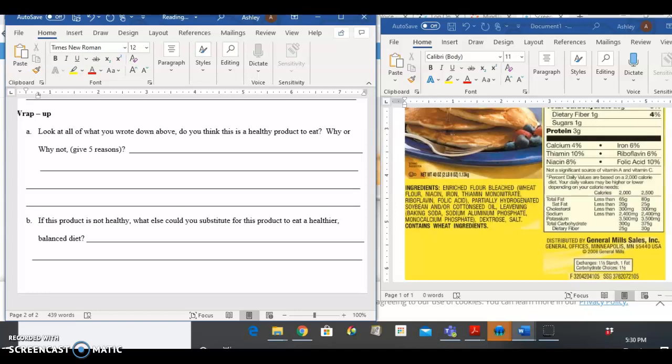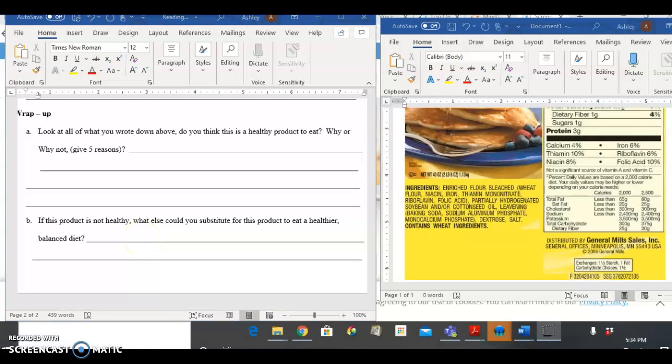So you would do that for your product. Mine is not healthy, so I would need to say. If it is healthy, then you don't need to put anything on here. If you've been able to get 5 reasons why it's healthy, then you can just put NA here. I don't need to answer that.